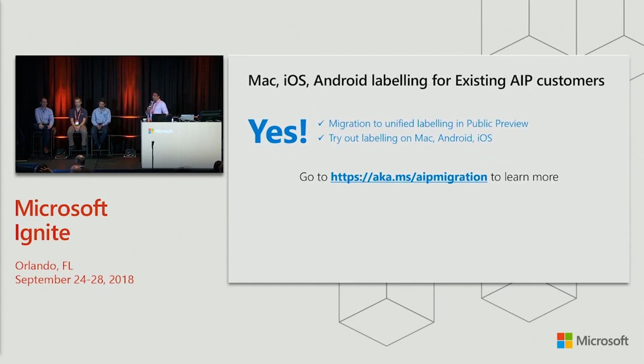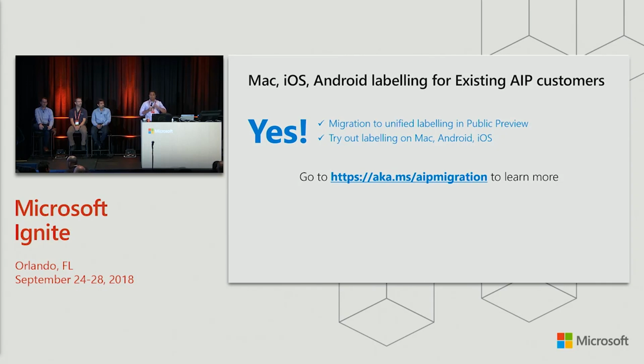So Mac, iOS, Android for existing AIP customers. There's a small step that involves a little migration in our backend, which you can find a link to here. The migration is in public preview. That comes with all the caveats of public preview. So be careful not to try this out right now on your production tenants, but this is working now, and you can go to the link and try it out right after the session.